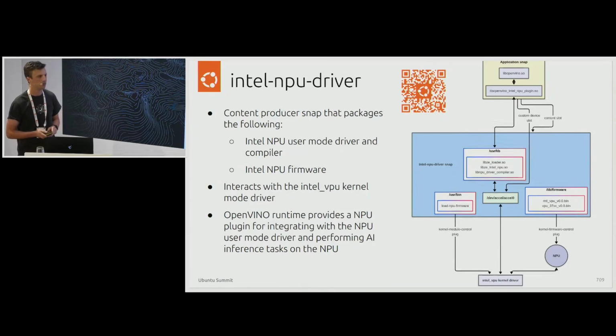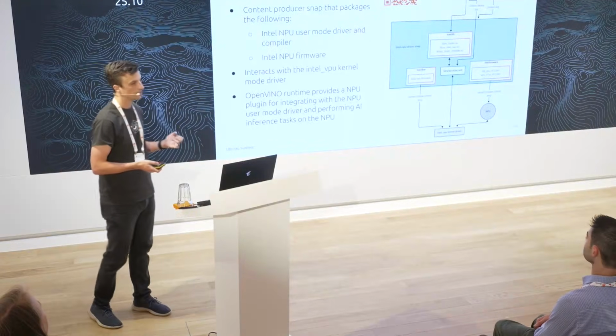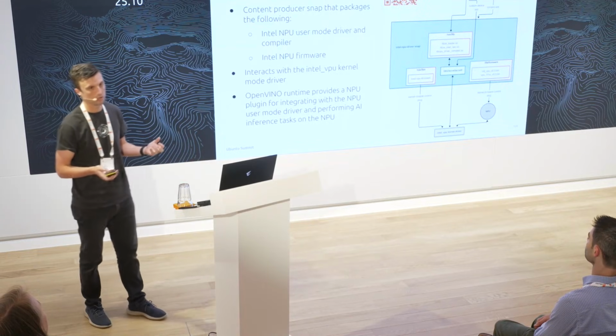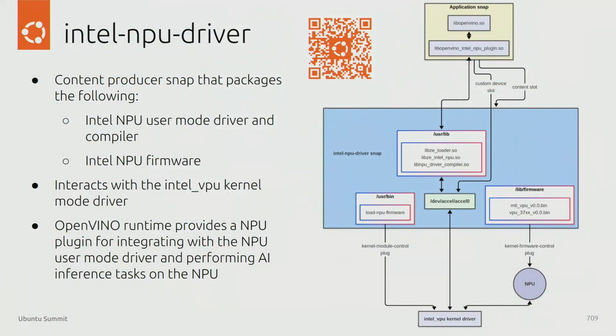So for that, there is another content producer snap, and this one is called Intel NPU driver. This is a content producer snap that packages a couple of things. The first thing is a user mode driver and compiler. And the second bit is the actual firmware, so like the binary firmware blobs for the NPU device, which might seem a bit odd that it's in this snap. But it's actually in the upstream repo from Intel, and there's a good reason for that, and that's because the firmware and the user mode driver have very tight coupling. And so to ensure compatibility, it's very important that those two components be installed together.